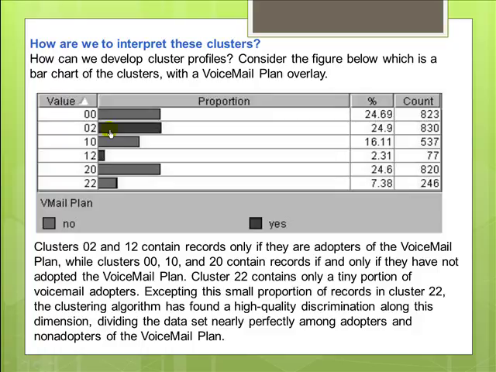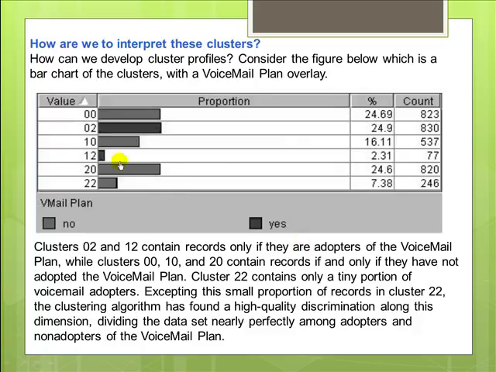Okay, now what? So now we have this. We overlay color on this, and that is, remember, voicemail plan was a yes/no variable. That is, do they have voicemail or not? So we can see like this node here. Let's see, did I read this right? This is yes, and this node or cluster was also yes, and these other ones were no. So clusters 0,2 and 1,2 contain records only if they are adopters of voicemail.